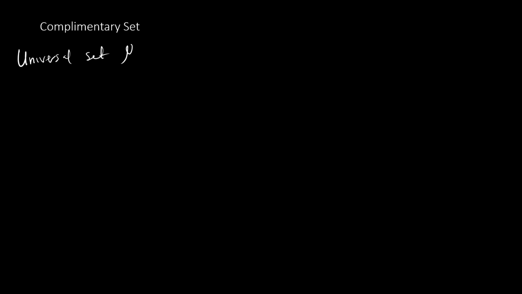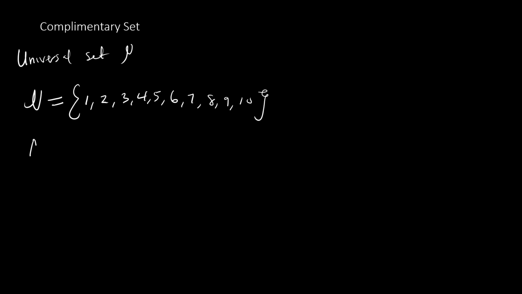Let me take that again. If you have A as a subset of the universal set U, then all the elements in the universal set that are not in set A are referred to as the complement of set A. Let's take, for example, set U, a universal set defined as 1, 2, 3, 4, 5, 6, 7, 8, 9, and 10. And we have set A with the following elements: 2, 7, 8, and 10. So this is the universal set and this is set A.